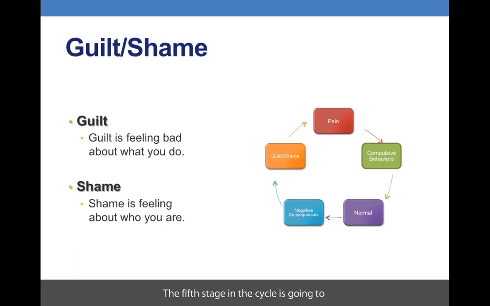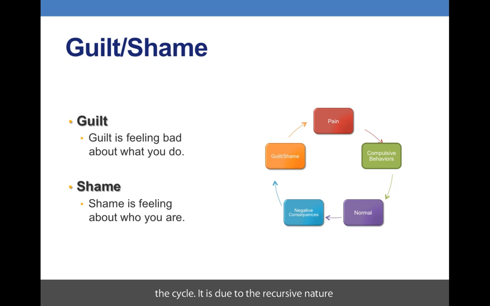The 5th stage in the cycle is going to be guilt and shame. Guilt is feeling bad about what you do, and shame is the feeling you have about who you are. According to the model, an individual will likely feel guilt and shame due to the negative consequences that they faced, which will then lead to more pain and the repetition of the cycle.